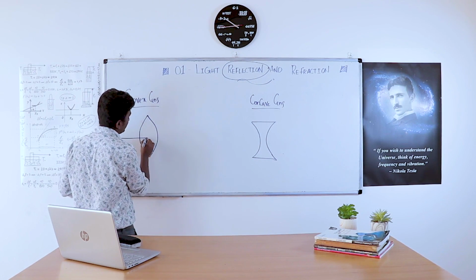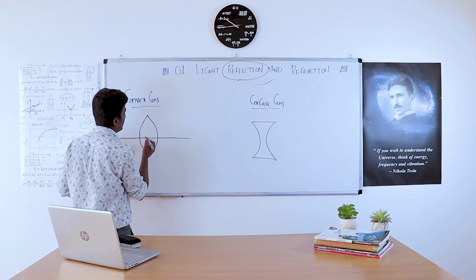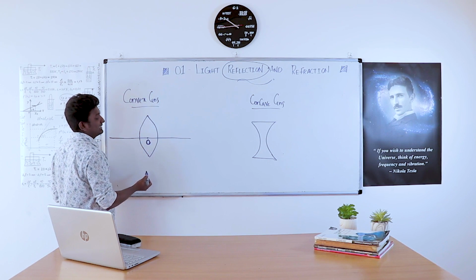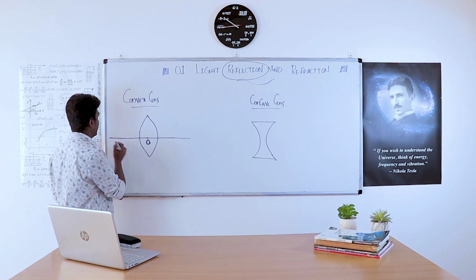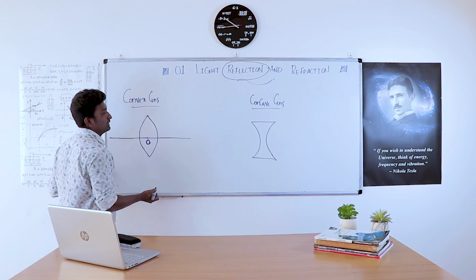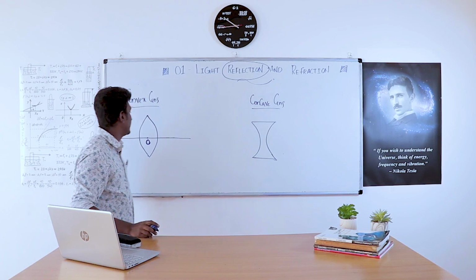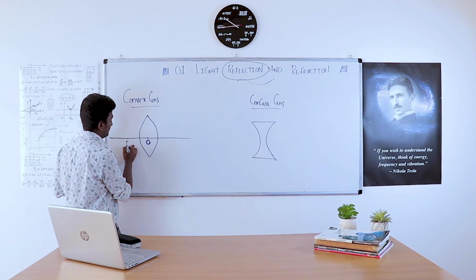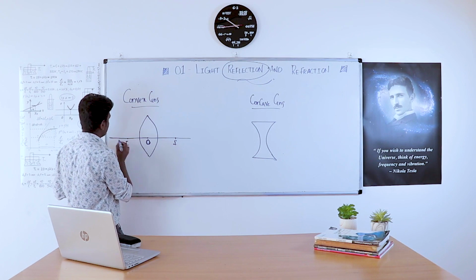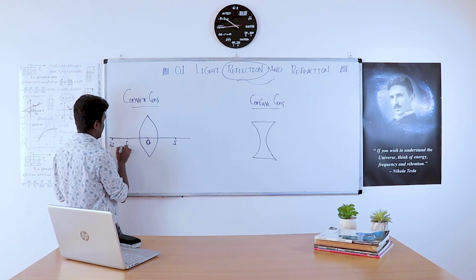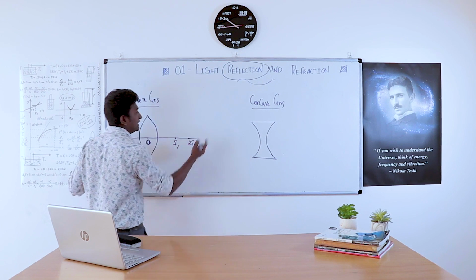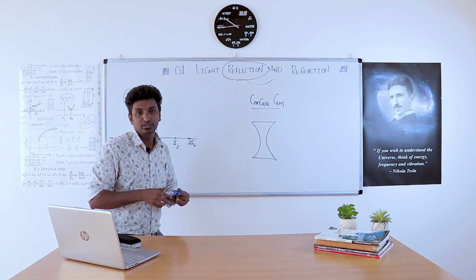So as in the case of mirror, we need to study the terms related to the lens. The center of the lens, the refracting surface, and the center is the optic center, and the axis passing through this optic center is the principal axis, and we are having focus, and we are marking it as F1 and 2F1, F2 and 2F2. Like the same case for concave lens also.